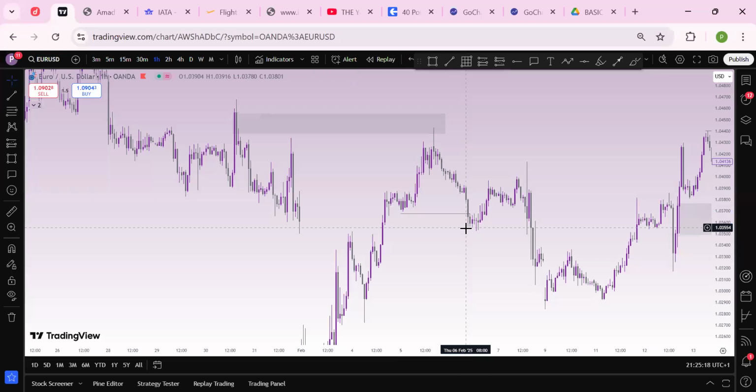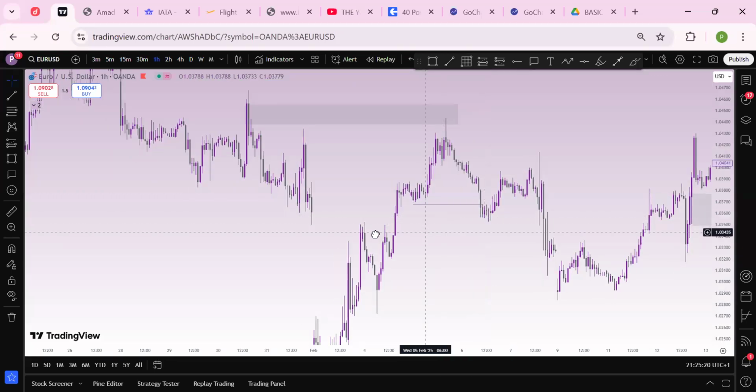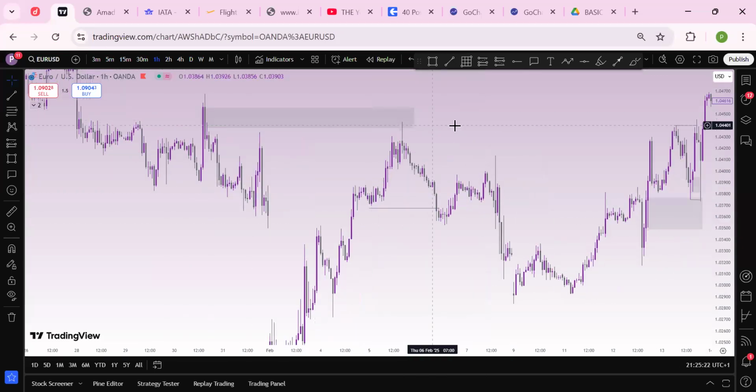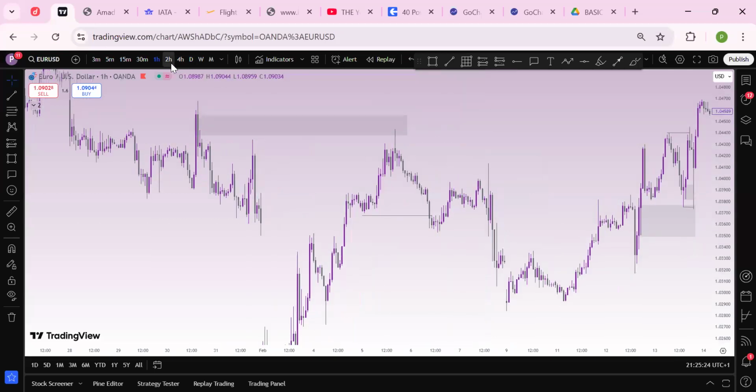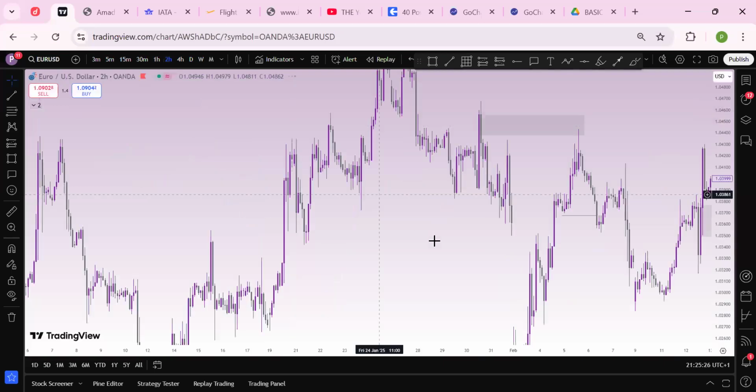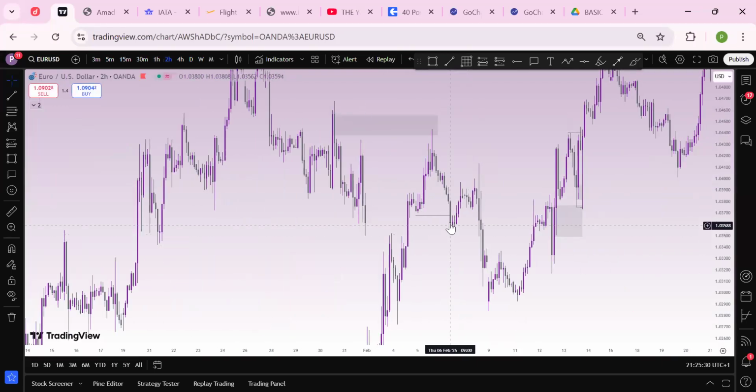This is the first break, and this break was kind of solid for me. And if you check other time frames, let's see 2 hours. You can see the 2 hours is also a solid break. Let's check the 4 hour.